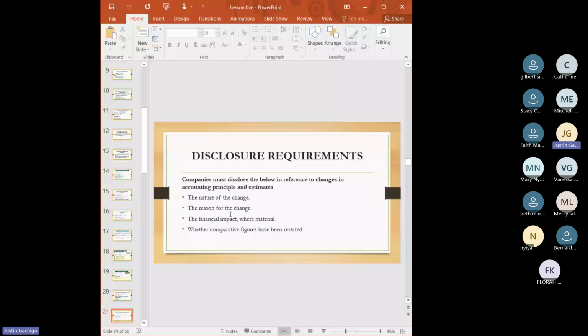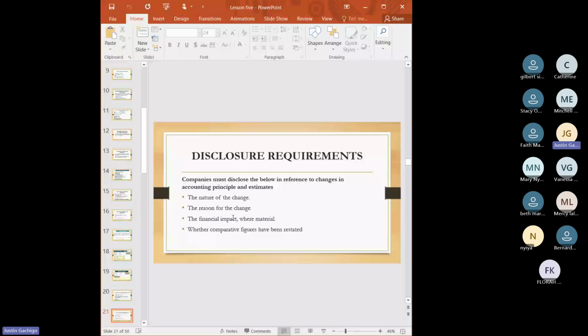Is it because of a regulatory requirement? For example, we have FRS 9. There was a change from IAS 39 to FRS 9. There was a change from IAS 17 to FRS 16. Is it because of a change in the reporting framework, or is it because the regulator has forced you to do the change? So you must disclose the change.